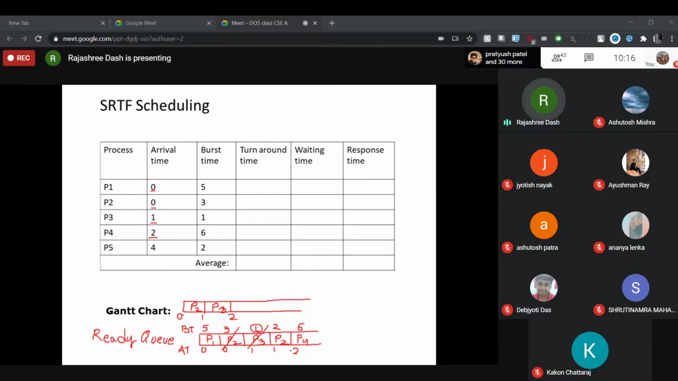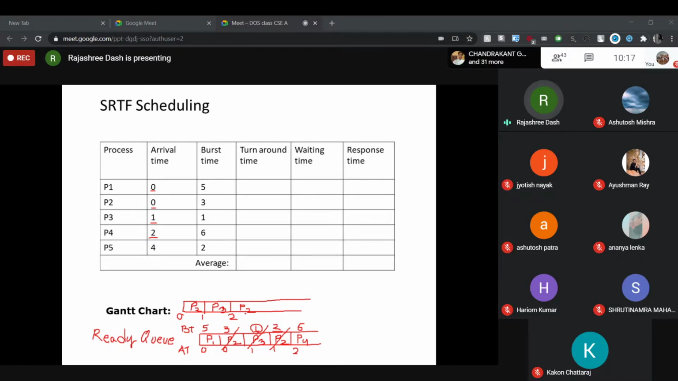So at time 2, what are the processes in the ready queue? P1, P2 and P4. So what is the next process to be selected for execution? P2, because P2 has the smallest CPU burst time now, that is 2. So now P2 will be taken from the ready queue and allocated to the CPU.